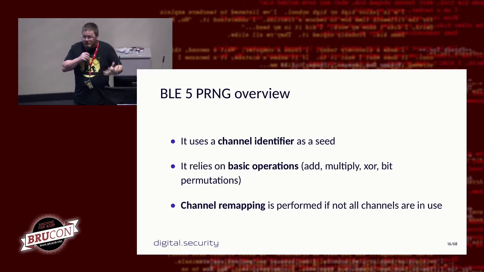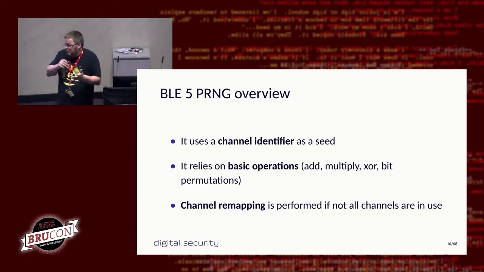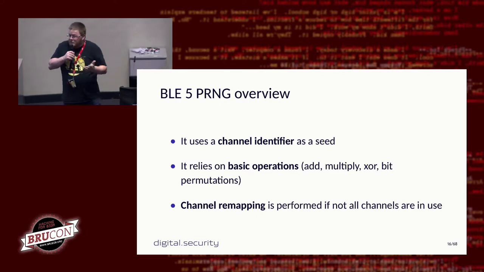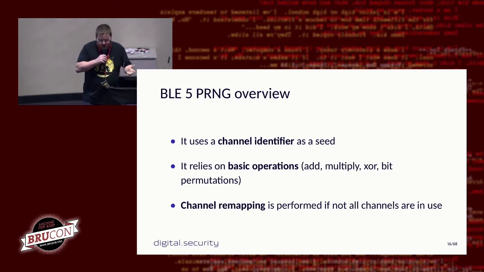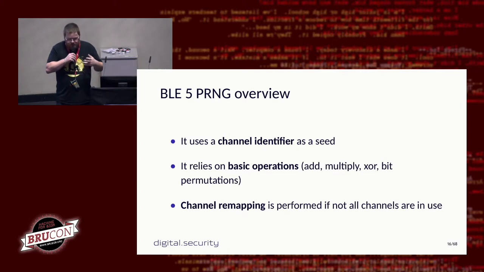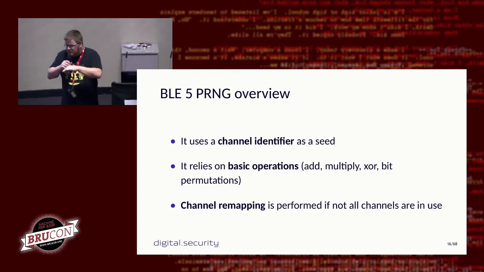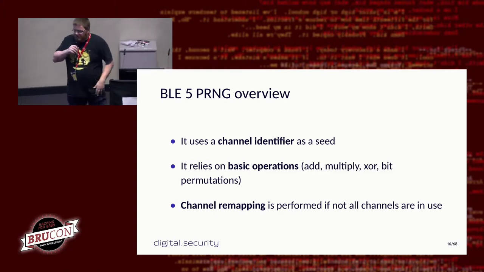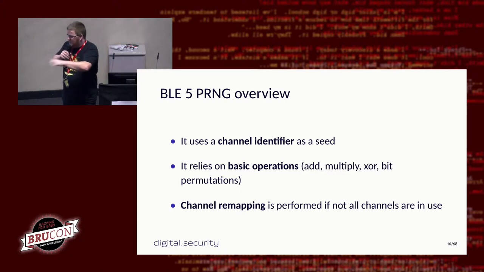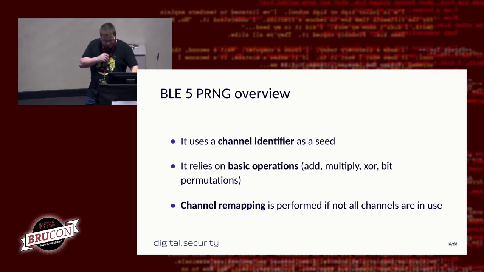This PRNG has been designed to be very easy to implement because you get to implement this in very tiny devices with small computation power. So you need to keep it simple, in fact. It's based on additions, multiplications, XOR, bit permutations. So this is something very easy to implement. And of course, there is also channel remapping, because if your channel is very crowded, then you can decide not to use this channel and keep the other working. This is a very specific feature of the BLE protocol. I won't cover this in this talk, but this is something you have to keep in mind.